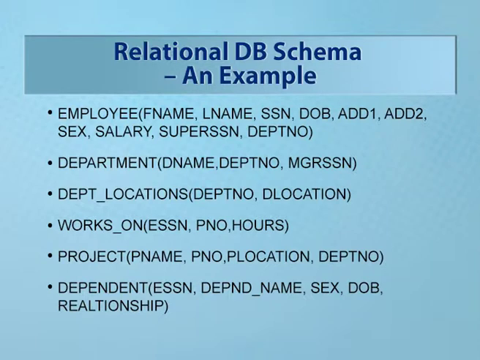This is an example for a company. Here I had identified various relations: employee, department, department locations, works on, project and dependent. So these are the 6 relations we had identified. Along with each relation we had identified the attributes also. So to represent an employee table we had identified and given the attribute names: first name, last name, SSN, likewise. So for each relation we had identified the attributes also.